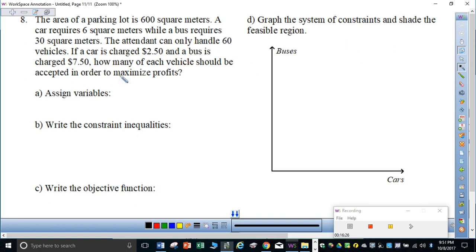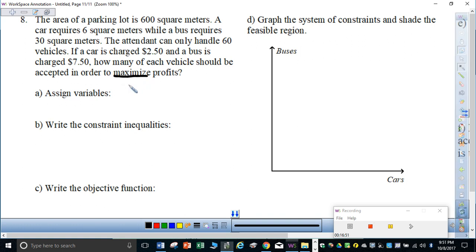All right, area of a parking lot, 600 square meters. A car requires 6 square meters while a bus requires 30 square meters. The attendant can only handle 60 vehicles. If a car is charged $2.50 and a bus is charged $7.50, how many of each vehicle should be accepted in order to maximize profits?